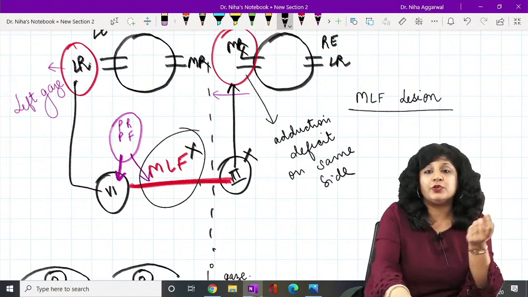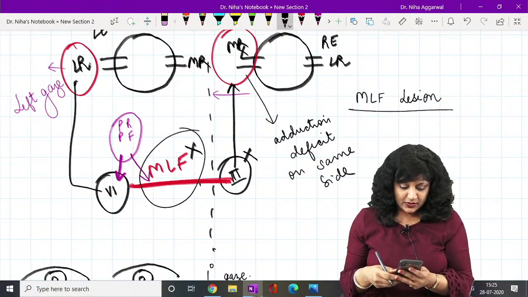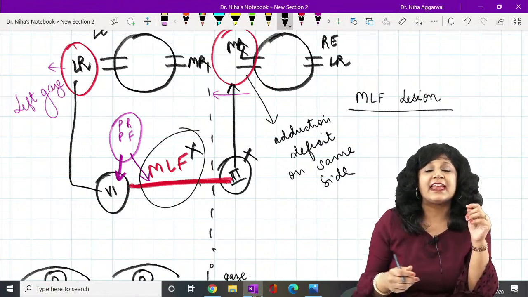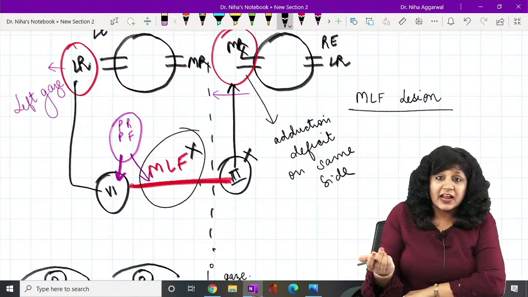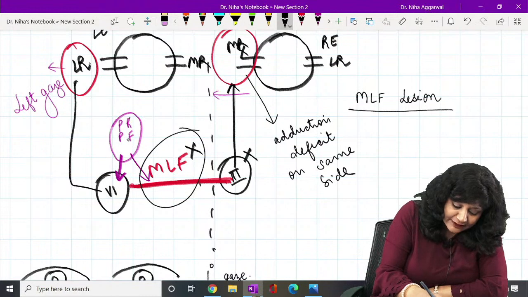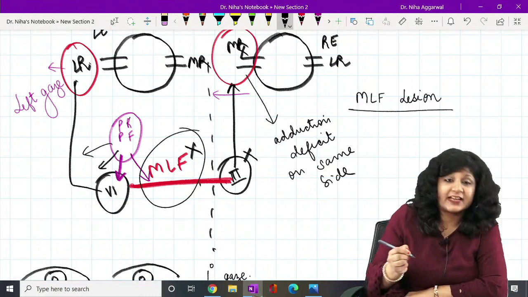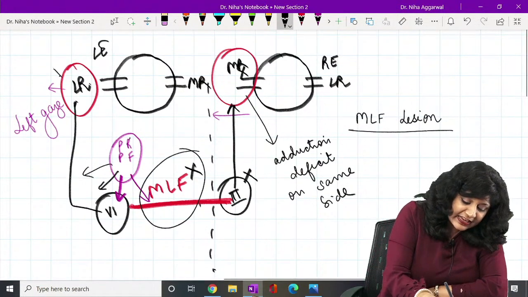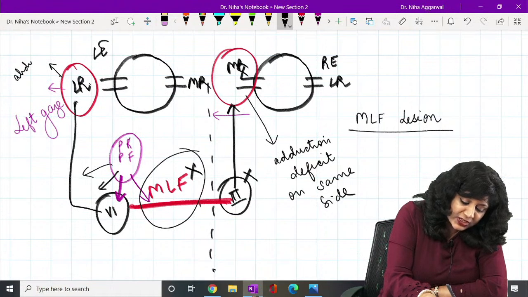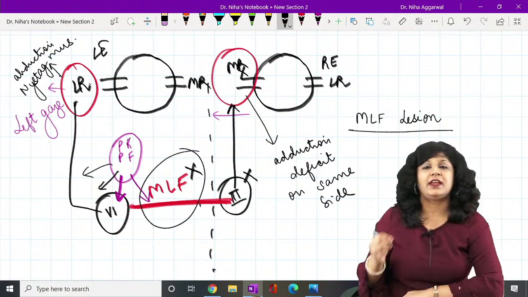Then it will show you the adduction deficit on the same side. But now what will happen? This PPRF will send more innervation to this sixth nerve. So the other eye will show you abduction nystagmus, right?